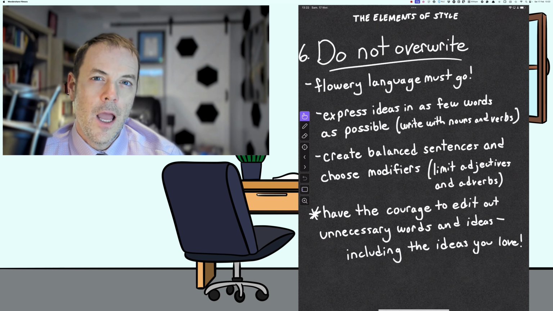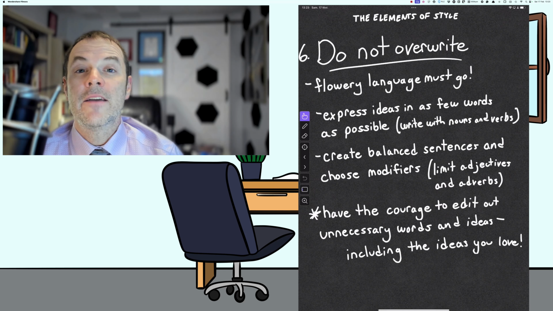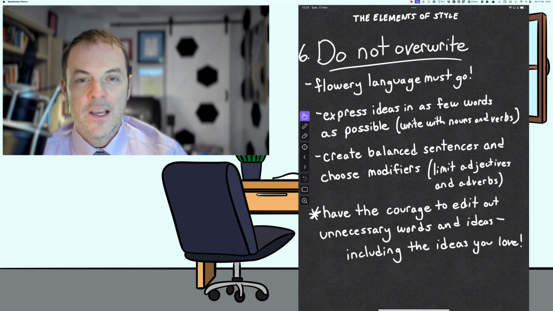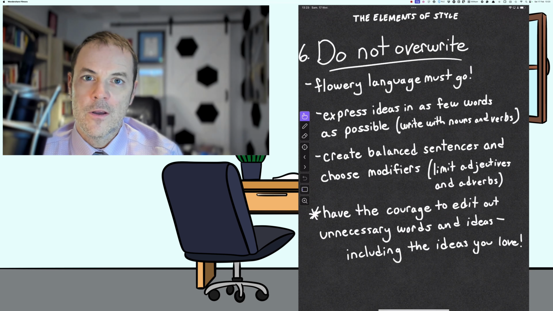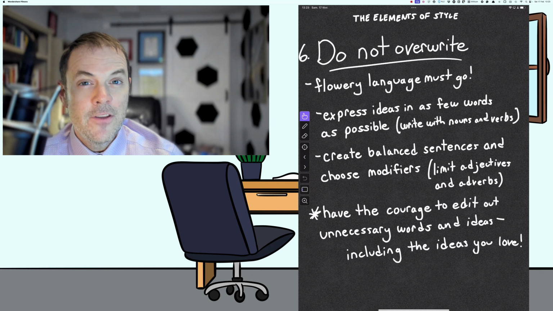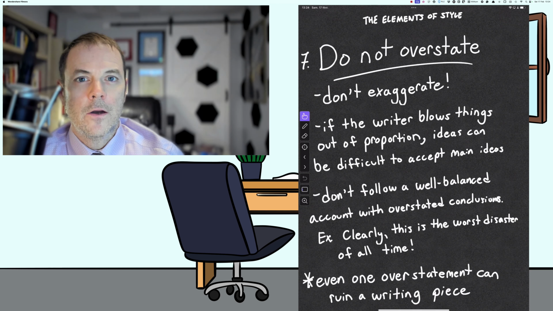Do not overwrite. I have read good ideas that are ruined because the student felt the need to throw in all these colorful details, colorful description, to really make the idea come alive, and in doing so, ruin the writing piece. You're writing with your nouns and verbs, and you're only using the adjectives and adverbs when you know, yes, that's a good place for them. Otherwise, I'm always keeping it simple. Express your ideas in as few words as possible. And as I mentioned previously, have the courage to edit out ideas that you love, that you know are just not working.